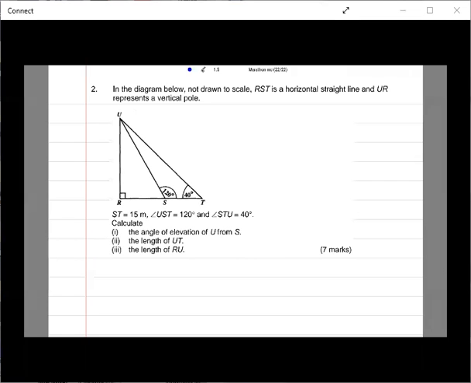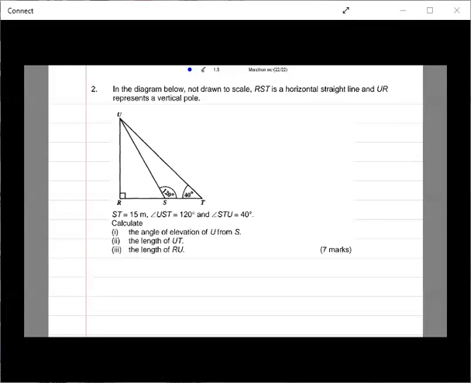All right, so this is question number 2 from the homework on sine rule, cosine rule, and bearing. It says, in the diagram below, not drawn to scale, RST is a horizontal straight line, and UR represents a vertical pole. So RST at the bottom is horizontal, and UR is vertical. The angle between vertical and horizontal is 90 degrees.